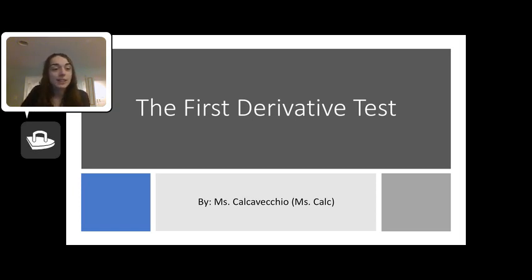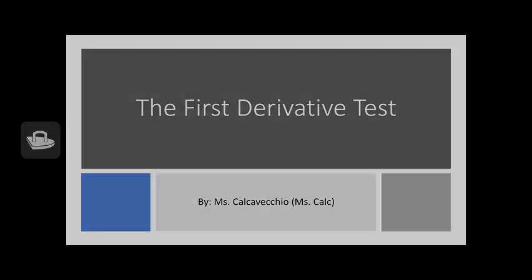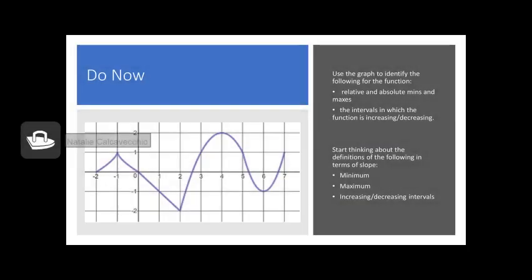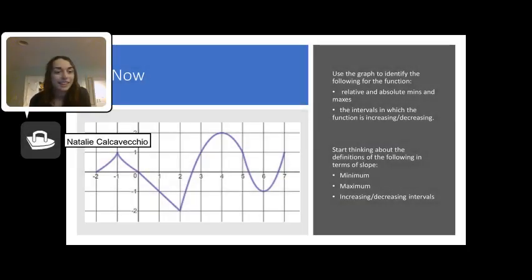Okay, class, we are going to get started with our lesson for today, which is on the first derivative test. We are going to start today with a do now problem, just like we always do. I want you guys to take out a piece of paper and a pencil and start answering that first question, which is to use the graph to identify the following: the relative and absolute minimum and maximum values of the function, and then also the intervals in which the function is increasing and decreasing.